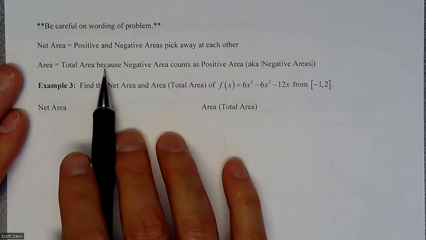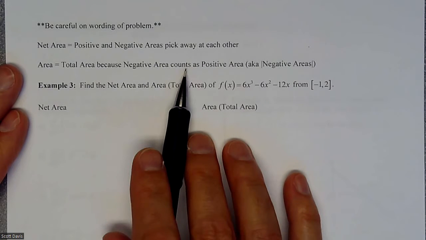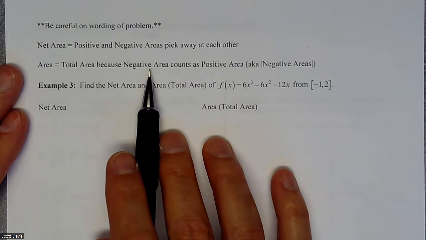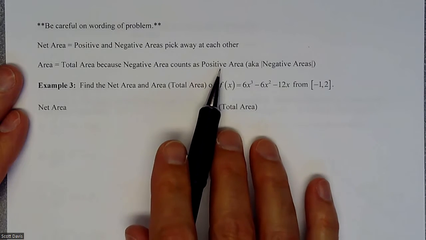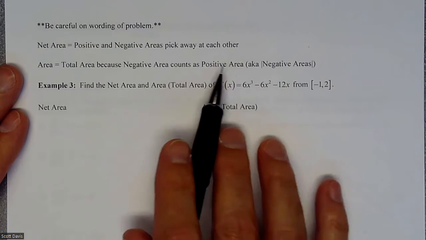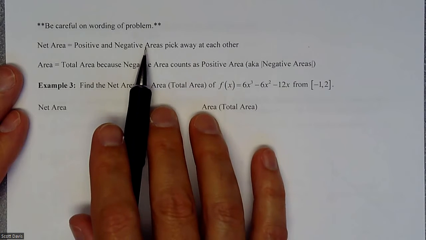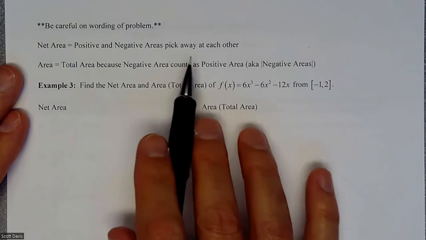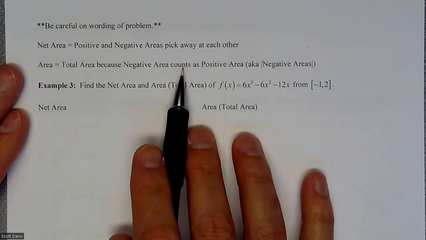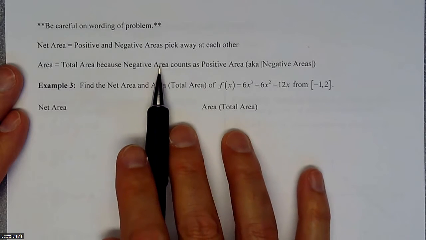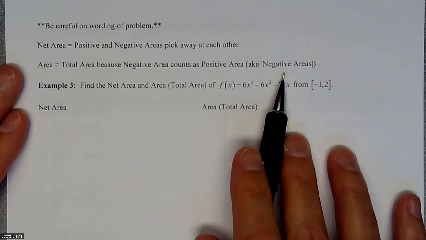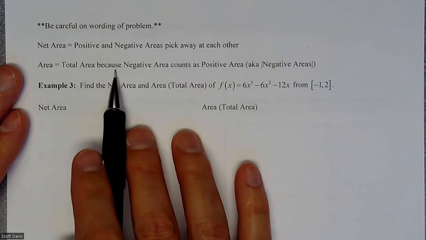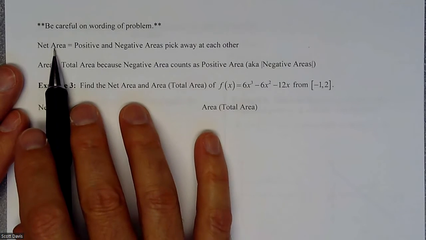Versus total area, you have to do a little bit more work. You have to find out what the total area is. And so actually a negative area is actually going to count as a positive area because it's area. And so you can't just do what you normally do on a net area type of a question. And so we have to figure out where the positive areas are, where the negative areas are, and then basically do the absolute value of the negative areas and treat them as just area and then add it all together. So a little more work on area or total area versus finding the net area.